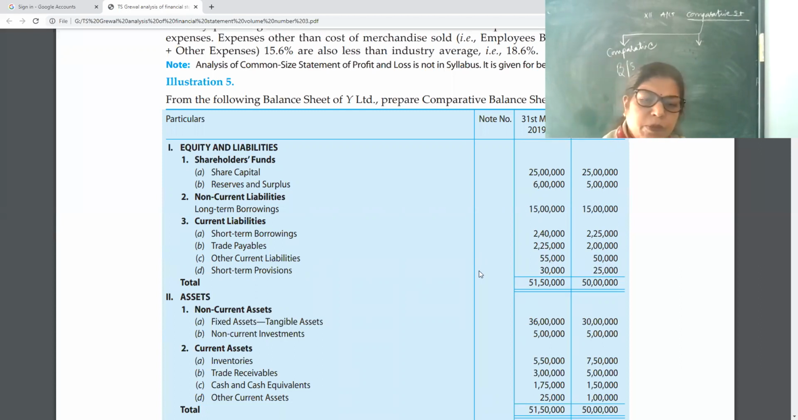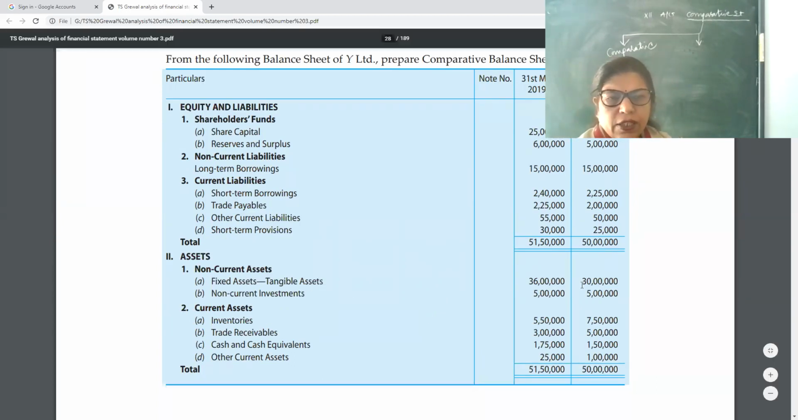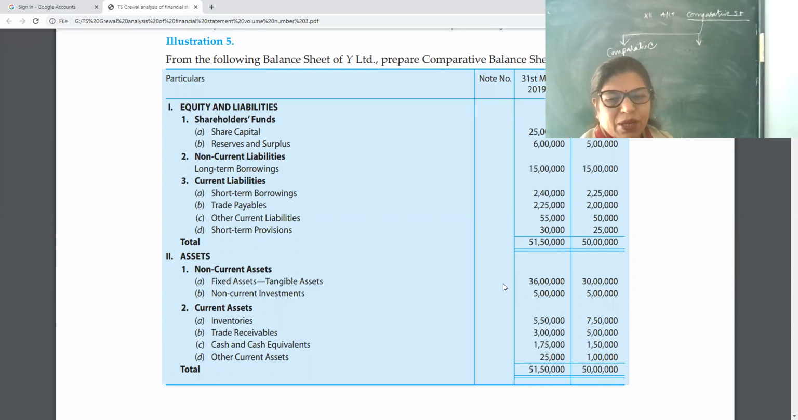Okay, shall we move towards the asset side? Yes, children? Yes. Now see the asset side. Fixed assets, 30 lakh to 36 lakh. Tangible assets are increasing by 6 lakh. Good. Non-current investments not changing, 5 to 5. Now inventories, 7 lakh 50,000 to 5 lakh 50,000.